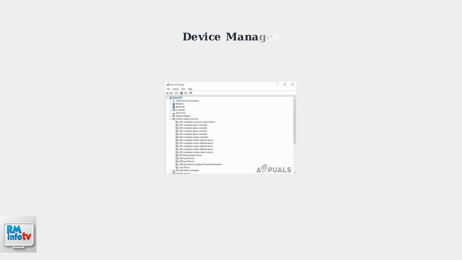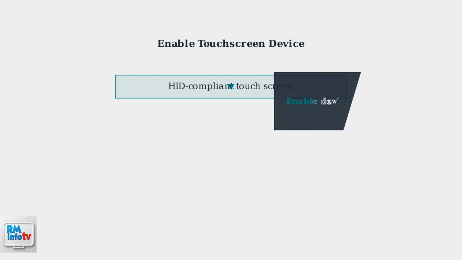Start by clicking the Windows search bar and typing Device Manager. Once Device Manager opens, you'll see a list of device categories. Look for and expand the Human Interface Devices section by clicking the arrow next to it. In the Human Interface Devices section, look for HID compliant touchscreen. Right-click on this entry and select Enable Device from the context menu.